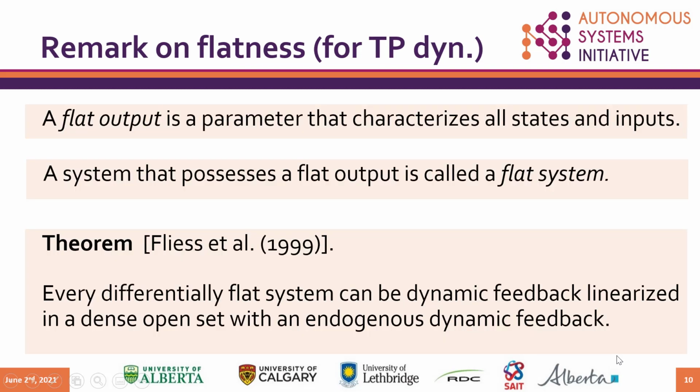Here, I want to briefly talk about the concept of flatness as an aside remark. Roughly speaking, a flat output is a quantity that all states and inputs of the system can be written as a function of. A system that has a flat output is called a flat system. What this theorem says basically is that under a certain dynamic feedback structure, a system that is flat can be dynamically feedback linearized and vice versa.